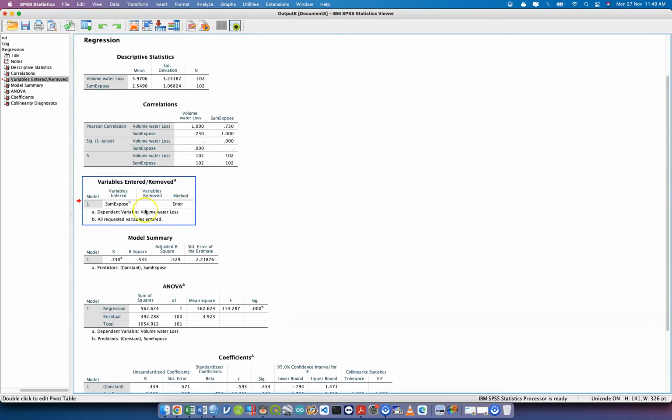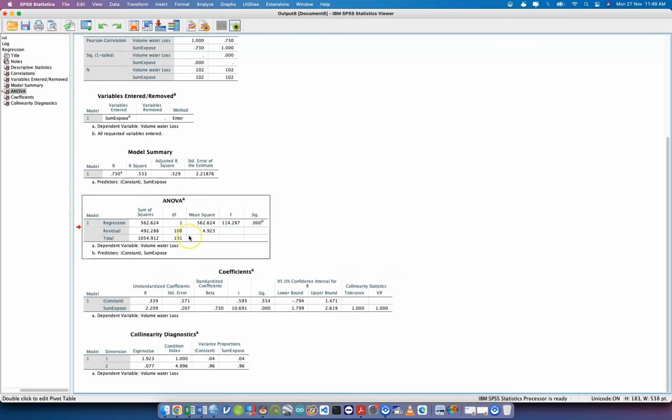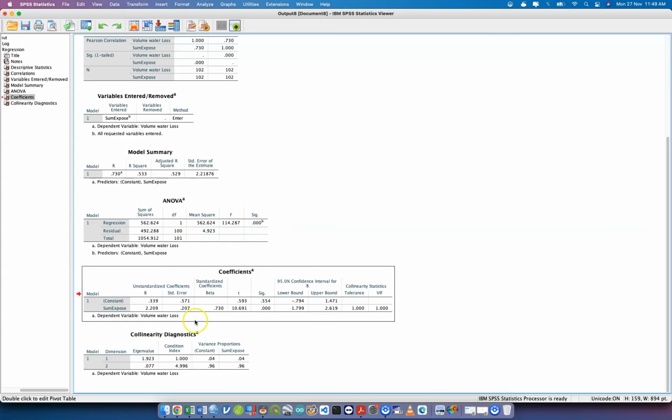Okay, variables entered or removed. It is already set up as the enter method. So you got the R, the R square, the adjusted R square, the standard error. And then we got the ANOVA table. ANOVA is for what? Model fit. Very good. And then we got the coefficients. The coefficients, as I mentioned before, is what we call the coefficient inside Microsoft Excel. But this one is also called the unstandardized beta.